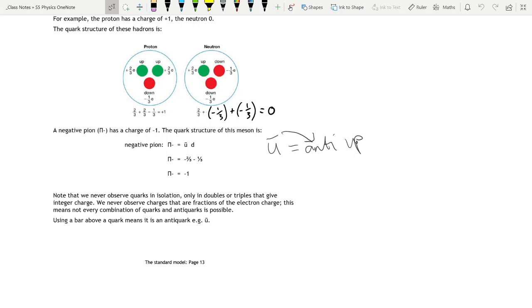We never observe quarks in isolation, only in doubles or triples that give integer charge. We never observe charges that are fractions of the electron charge. This means that not every combination of quarks and antiquarks is possible. And the bar means antiquarks.